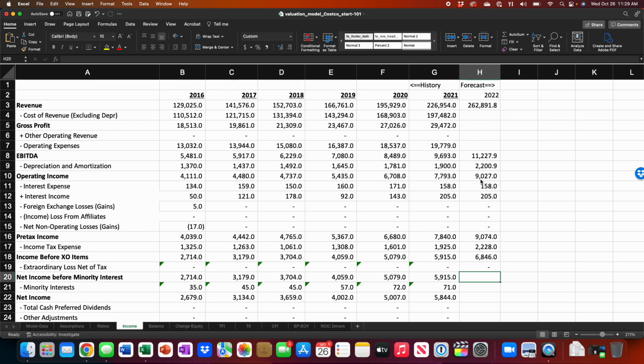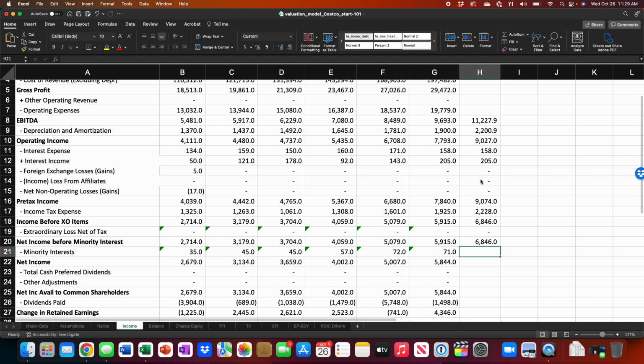So our net income before minority interest is basically going to be the same as income before extraordinary items, equals this minus this, 6,846. Minority interest. Because we're not changing the capital structure, whatever payments we're making to the minority shareholders, we keep making. So equals the previous year, keep paying the $71 million to them, and that gets us a net income. Equals the net income before minority interest minus the minority interest payments, $6,775.